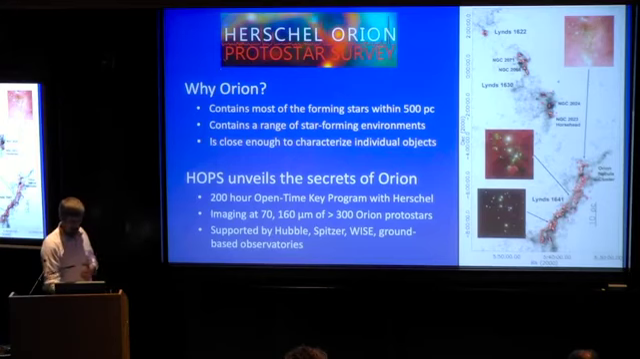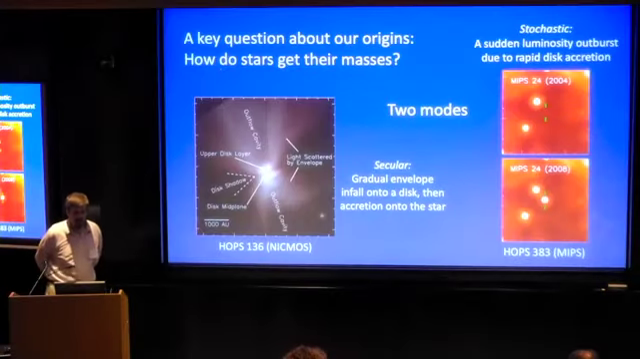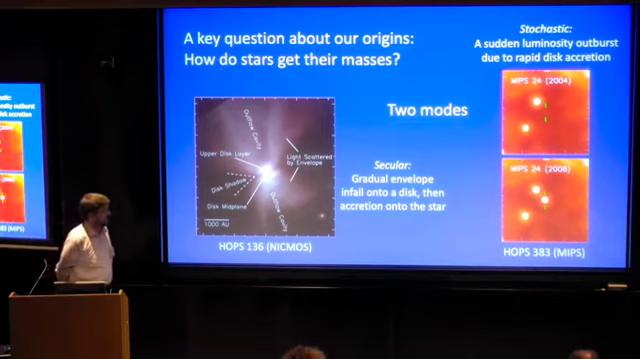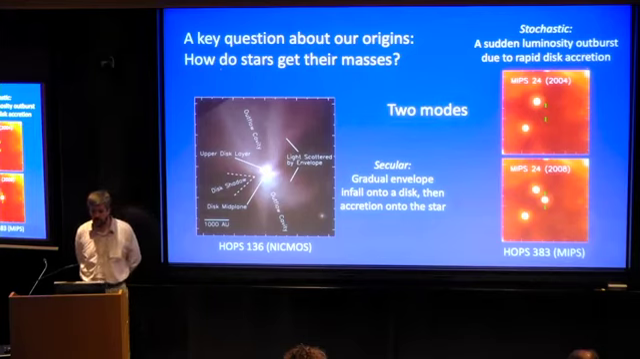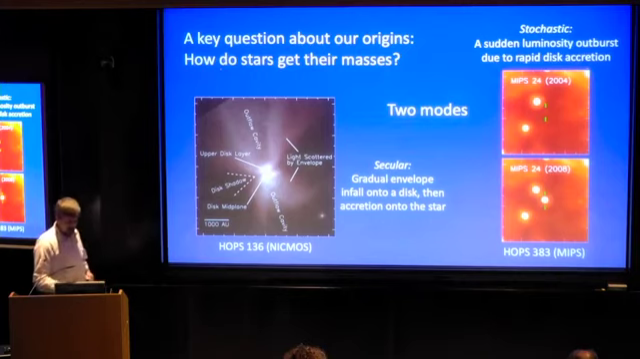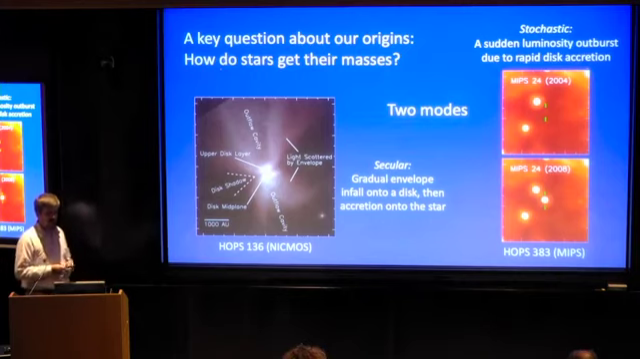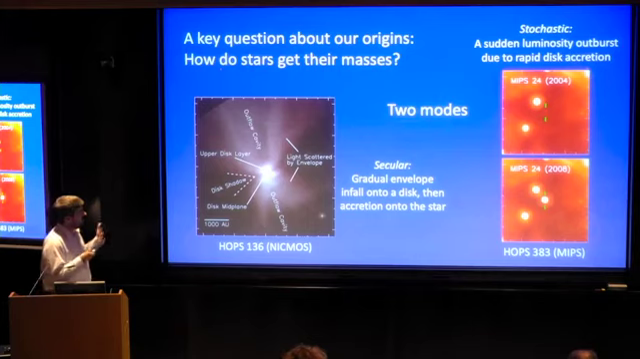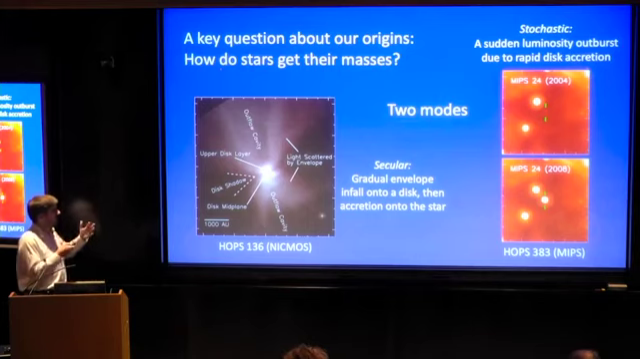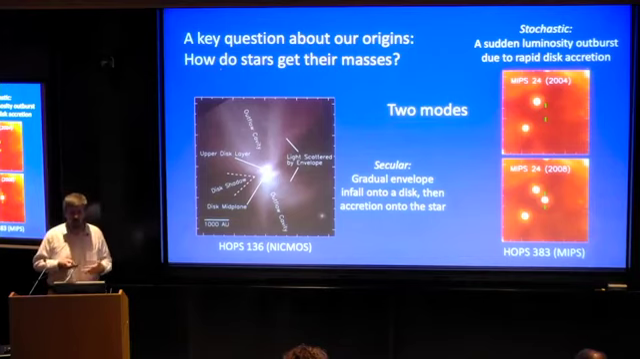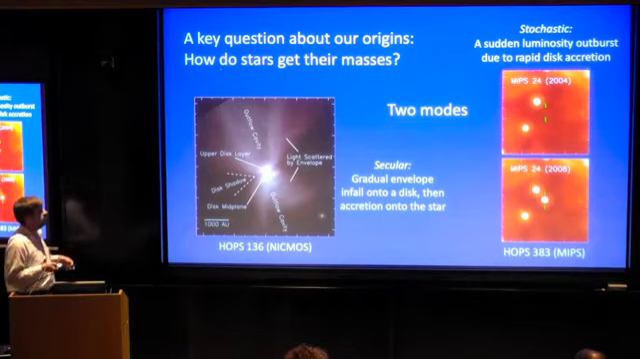So a key question that I want to look at is, how do stars get their masses? Now, there are a range of accretion intensities and accretion processes in protostars, but to simplify things, I want to talk about two distinct modes. This was first laid out in our Protostars and Planets paper a few years ago, the distinction between secular accretion and stochastic accretion. For secular accretion, we have the envelope gradually falling onto the disk. Maybe that rate of infall changes slowly over the course of the 500,000 year period. And then the disk accretes onto the star.